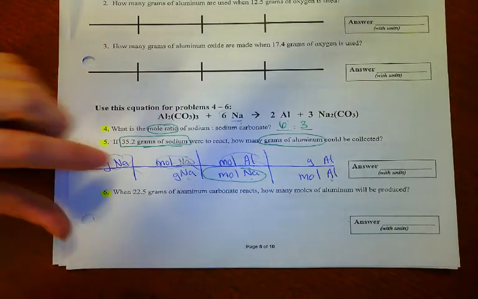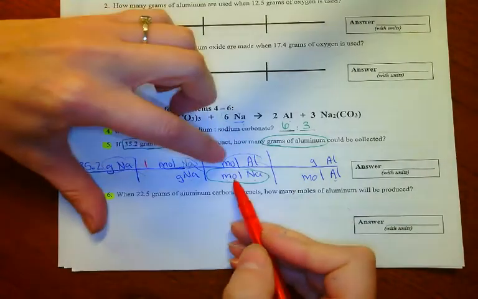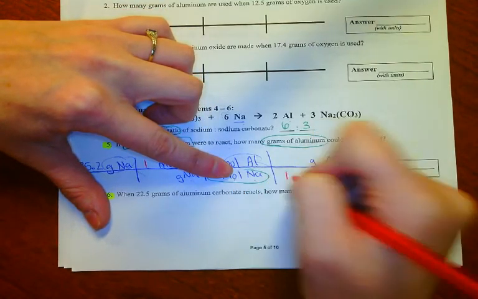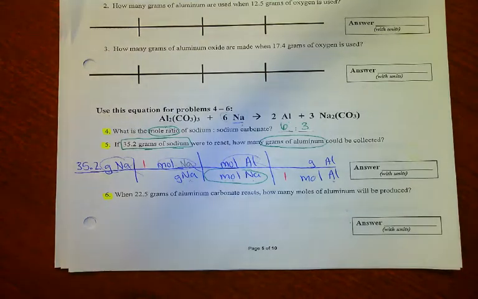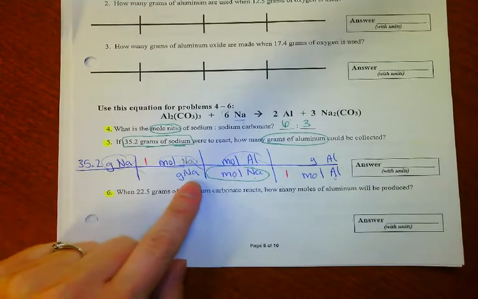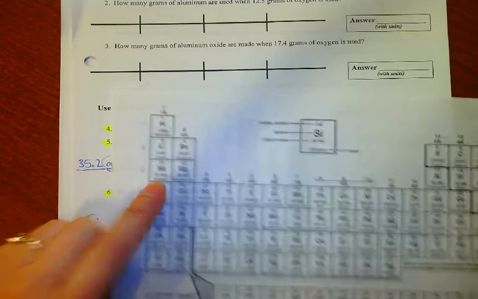A mole always gets a 1 in front of it. So mole over grams, I'm going to put a 1 here. This one's mole over mole, that's different, but mole under grams, that's getting a 1. Mole always gets a 1 in front of it. Grams always gets a molar mass in front of it. So I need to find the molar mass of sodium for this one, which is here, 22.990.